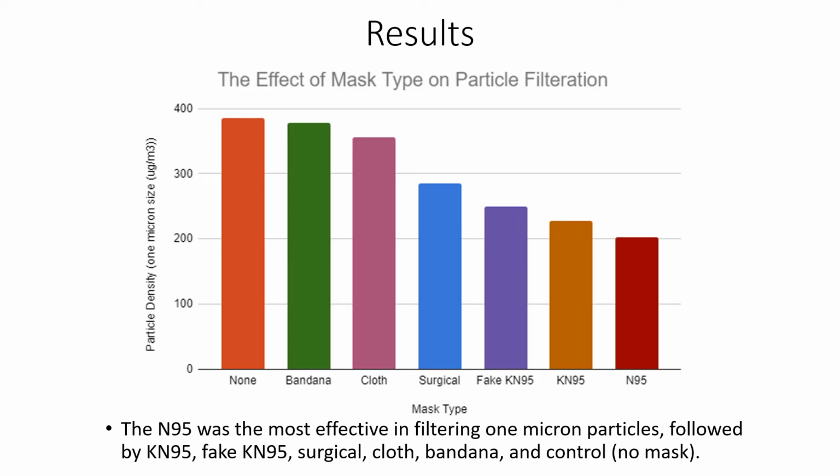This graph shows the experimental results. The measurement shown is the density of the air filtered by each tested mask and the no mask control. The filtered air particle density is measured for 1 micron particles in micrograms per cubic meter. The lower the particle density of the filtered air, the more effective the mask is at filtering 1 micron particles. The effectiveness of the masks is shown in order from least to most effective. As shown, each mask filtered some particles. The bandana was not very effective, having almost the same amount of particles passed through as no mask at all. The KN95 and N95 masks were most effective, filtering a large number of particles.